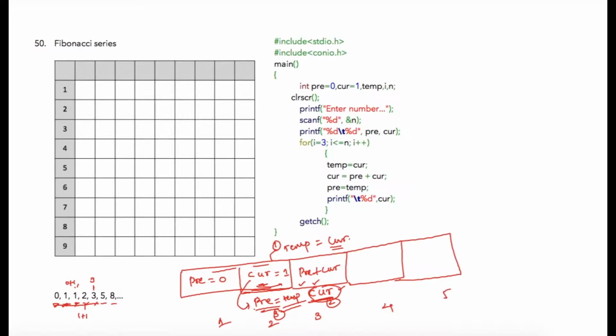Now when user enters 5, then first two values are known, hence our loop should work for n minus 2 times. So suppose user has entered 5, then our loop will execute for 3 times. So let us see how the program is working.